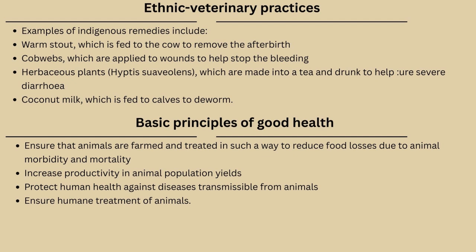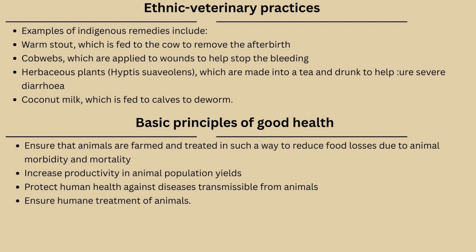Ethnic veterinary practices. Examples of indigenous remedies include warm stout, which is fed to the cow to remove the afterbirth. Cobwebs, which are applied to wounds to help stop the bleeding. Herbaceous plants, Hyptis suaveolens, which are made into a tea and drunk to help with severe diarrhea. Coconut milk, which is fed to calves to deworm.